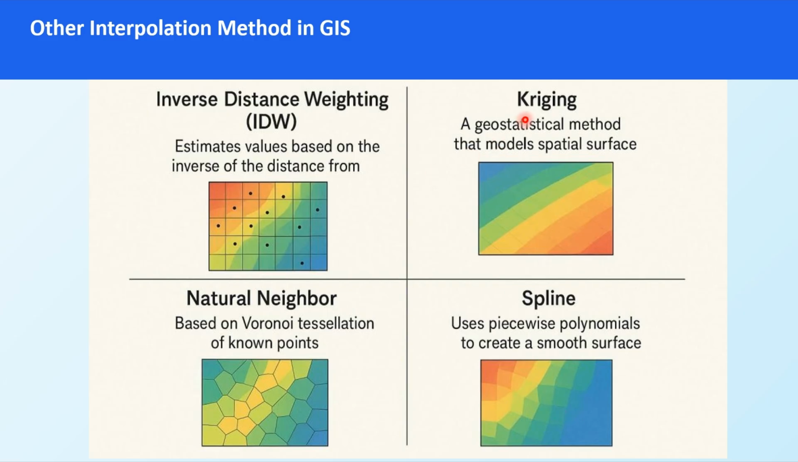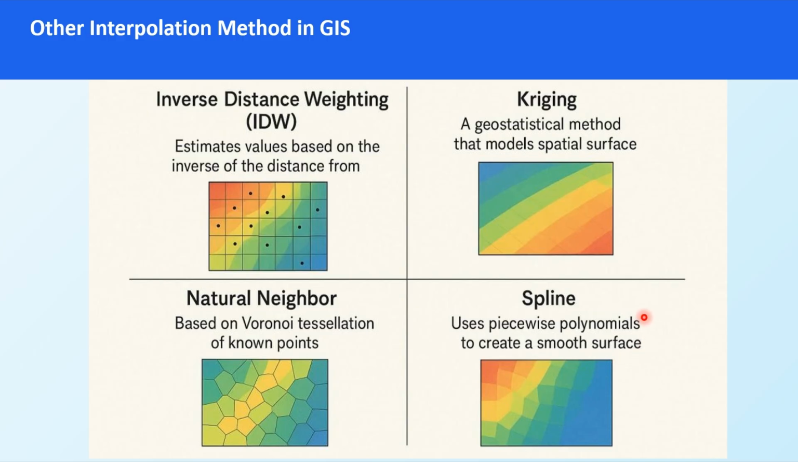Next is the kriging method. Kriging is a geostatistical method that models a spatial surface. Natural neighbor is a kind of Thiessen polygon, but used not in rainfall but in other domains. It is based on the Voronoi tessellation of the known points. And another is spline. It uses piecewise polynomials to create a smooth surface.